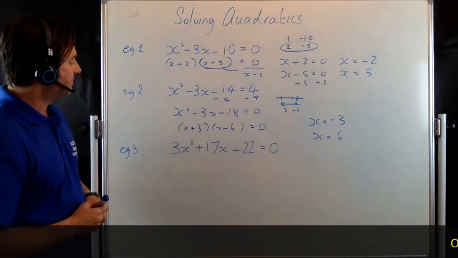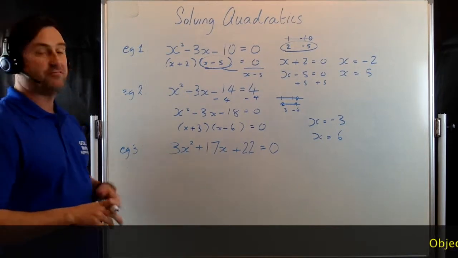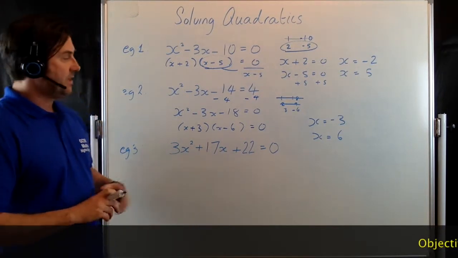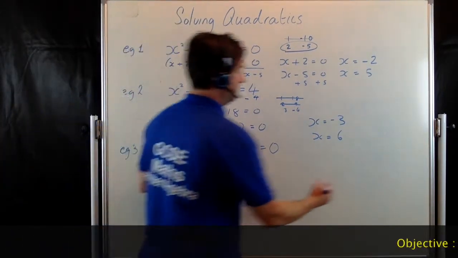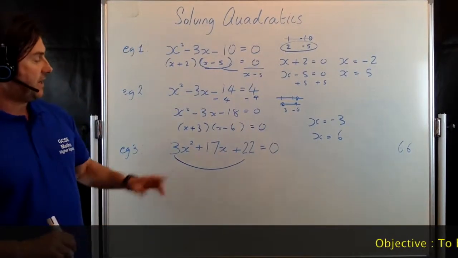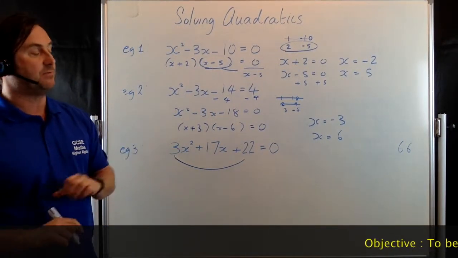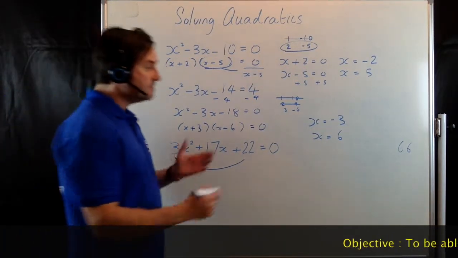And example 3. Example 3 is a little bit more difficult because it's got the coefficient in front of the x squared term. So the way we do this is we start off and we multiply the 3 by the 22 to give us 66. And now we've got to look for two numbers that multiply to give 66 and add to give 17.